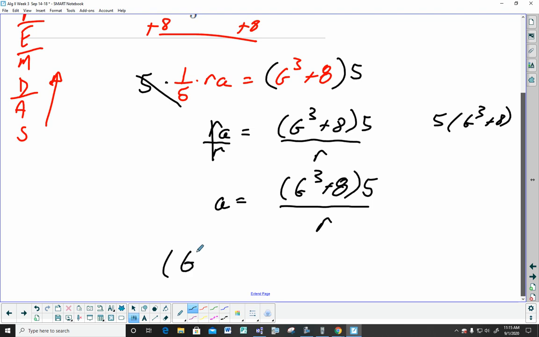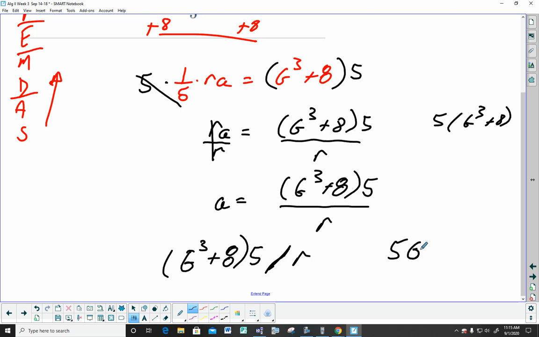Parenthesis, G, sorry, it looks like a 6, cubed plus 8, parenthesis, 5, divided by, with the diagonal bar, R. Or if you want to put it in front, it would be the same thing, all right? If you guys wanted to distribute it in, then you'd have 5G cubed plus 40, and it would all be over the R. And you need to have a parenthesis around that when you do the diagonal fraction bar.